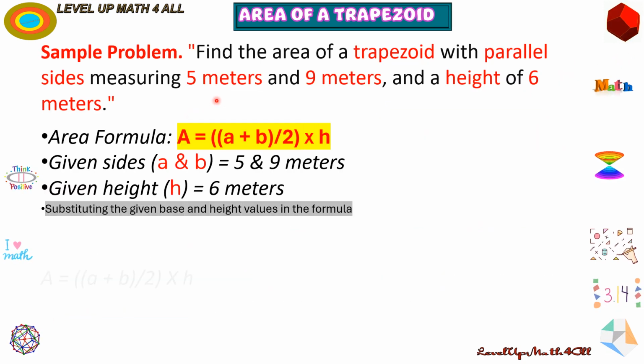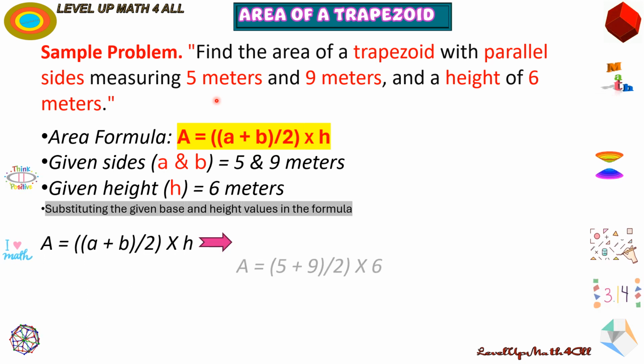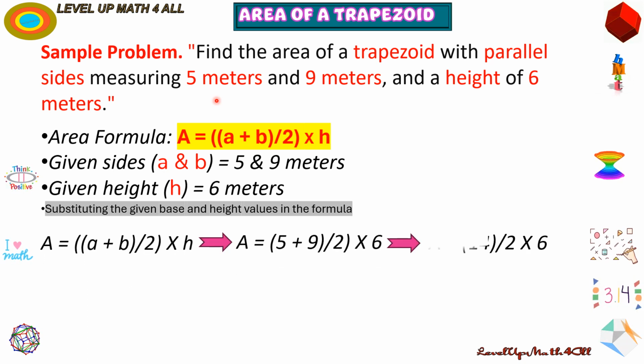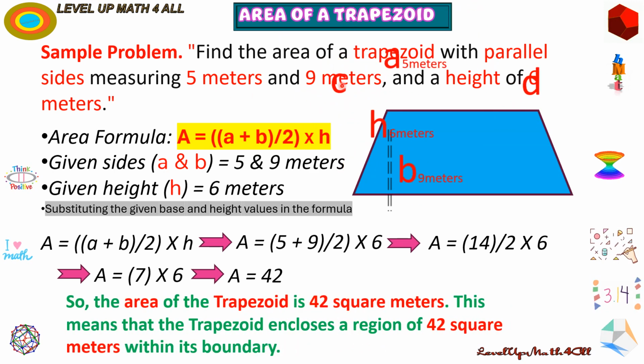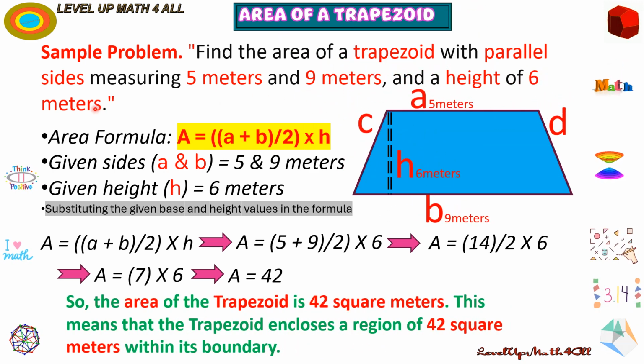Okay, let's find the solution to a small problem, to find the area of a trapezoid. It says: find the area of a trapezoid with parallel sides measuring 5 meters and 9 meters and a height of 6 meters. So we have to find the area of a trapezoid which has two parallel sides, one is 5 meters, the other is 9 meters, and the height is 6 meters. Let's put this information into a graphical representation. We have side a and side b, and as we talked about, they should be parallel.